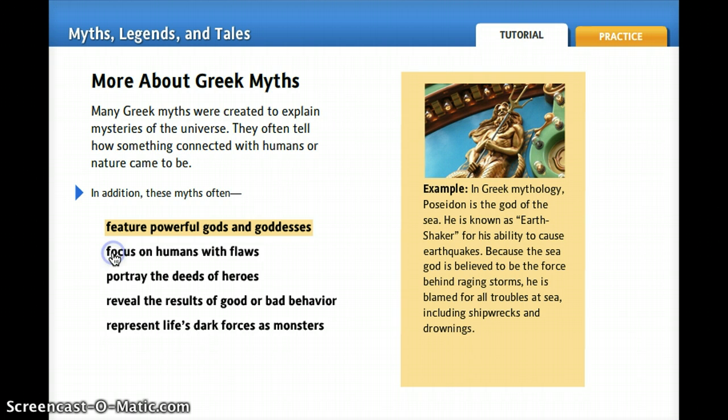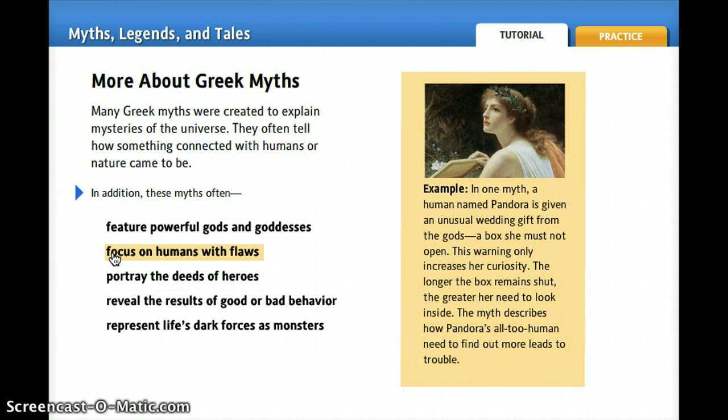They focus on humans with flaws. For example, in one myth, a human named Pandora is given an unusual wedding gift from the gods, a box she must not open. This warning only increases her curiosity. The longer the box remains shut, the greater her need to look inside. The myth describes how Pandora's all too human need to find out more leads to trouble.